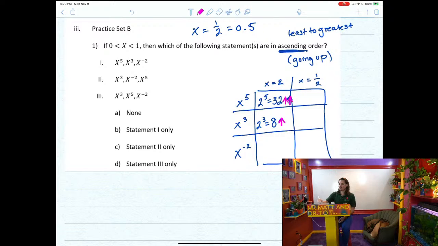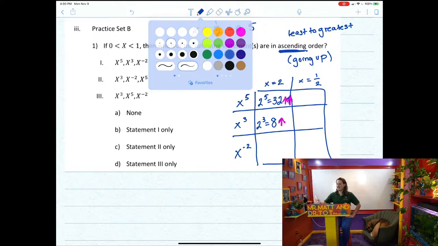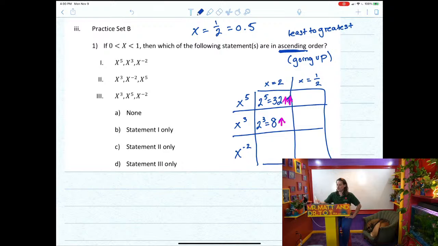If we look at what happens to 1/2, this would turn into 1 over 32. X to the fifth, 1/2 to the fifth power, is 1 over 32. 1/2 to the third power would be 1 over 8. Notice that 1 over 8, or x to the third power, when x is in between 0 and 1, is a decrease. But when x is in between 0 and 1 and we raise it to the fifth power, that is a super decrease.